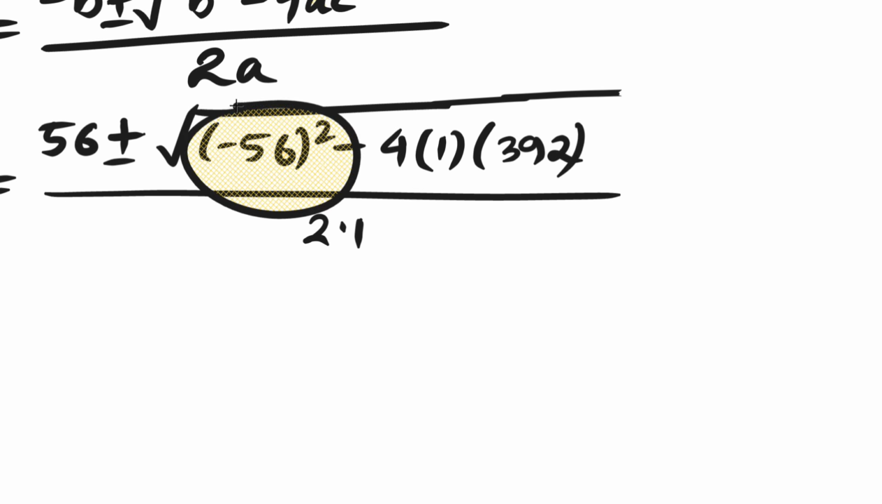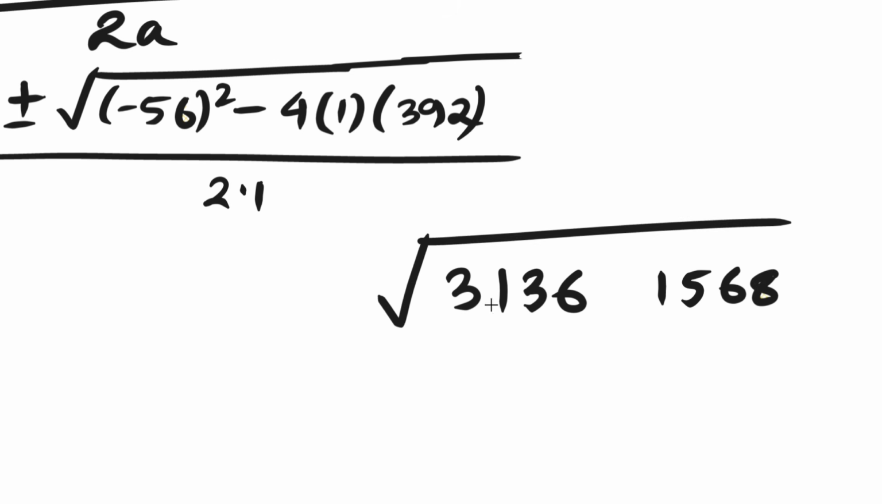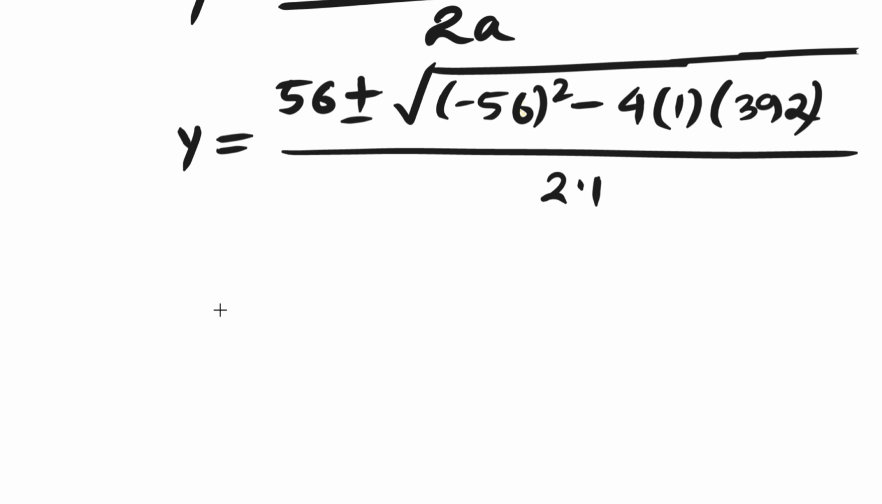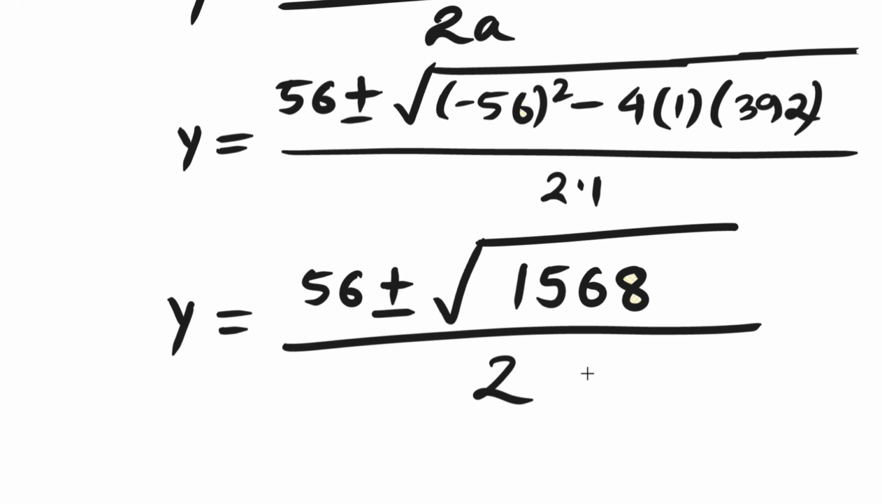First, negative 56 squared is 3,136. Next, 4 multiplied by 1 multiplied by 392 gives 1,568. Therefore, inside the square root, we have 3,136 minus 1,568. Subtracting those gives 1,568. So, our expression becomes y equals 56 plus or minus the square root of 1,568, divided by 2.